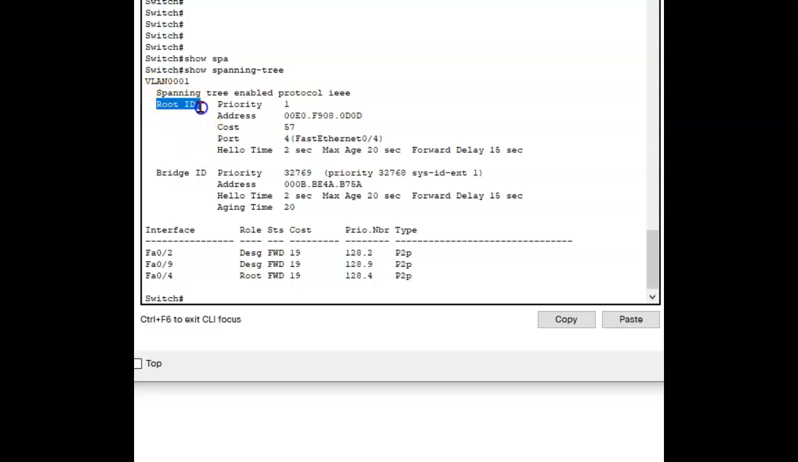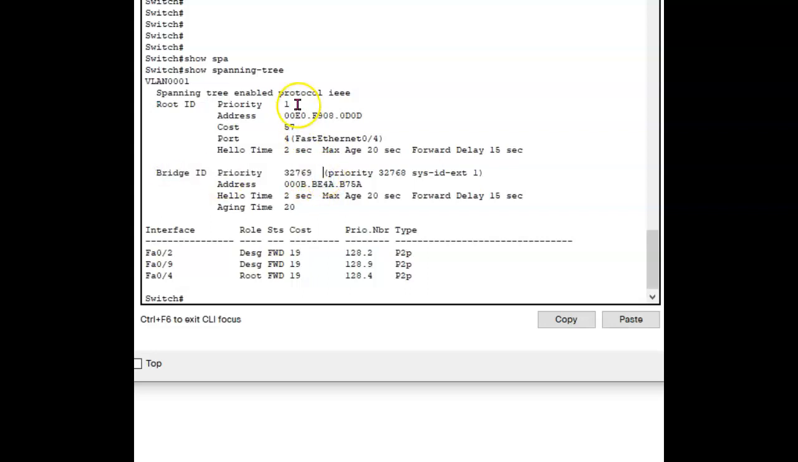So let's take a look at the root bridge first. I can see that for the root bridge, and this is not the root bridge, by the way. How can I tell? Well, because I have a root port coming off of here. If this were the root bridge, they would be all designated ports. So the priority of the root bridge is 1. The priority here on this switch is 32769.